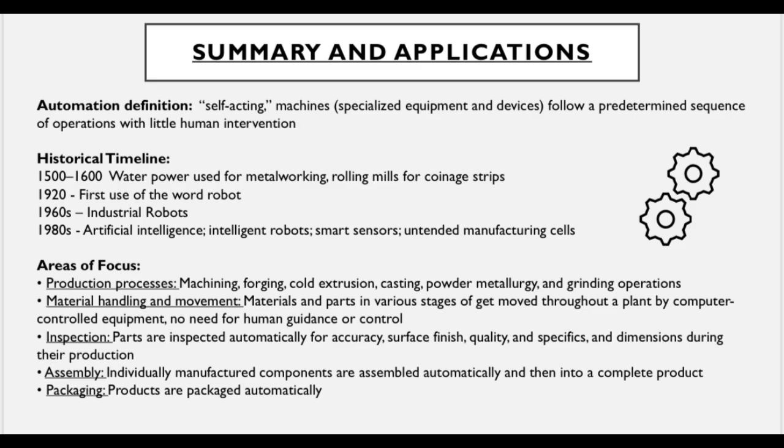Some areas of focus for manufacturing include production process, so things like machining, forging, extrusion, etc., material handling and movement, where materials and parts in various stages get moved through a plant by computer-controlled equipment with no need for human guidance, inspection, where parts are inspected automatically for accuracy, surface finish, qualities, and specifics, assembly, where individually manufactured components are assembled automatically into a complete product, and packaging, where products are packaged.